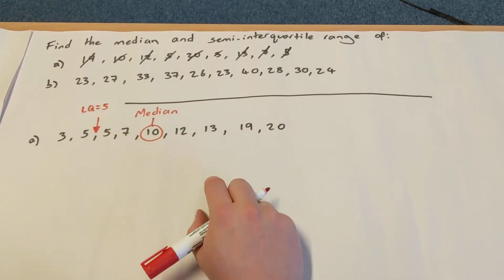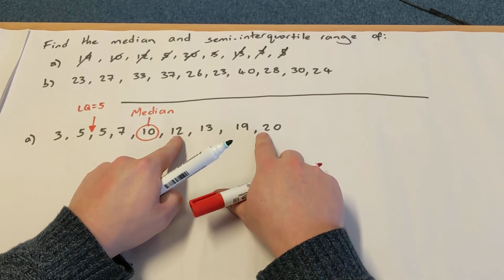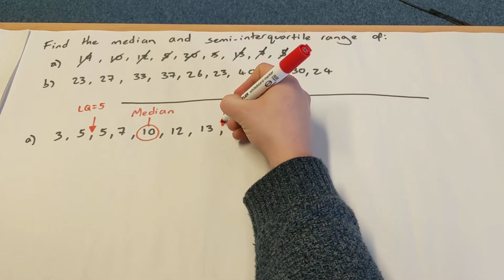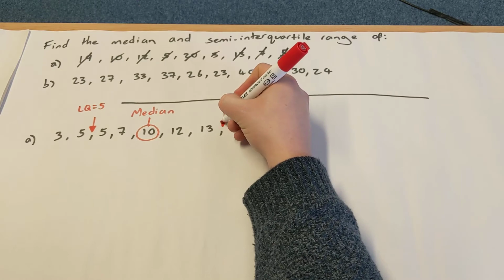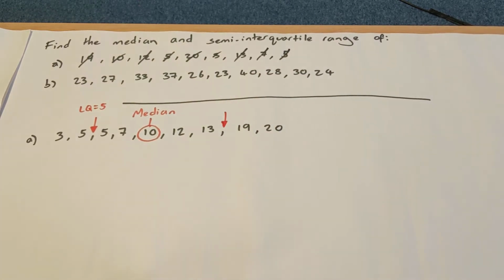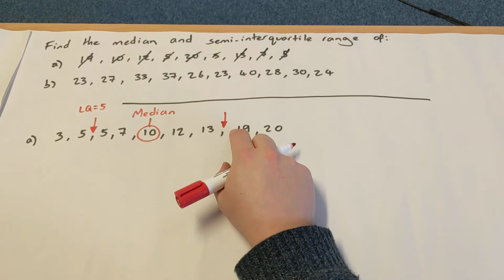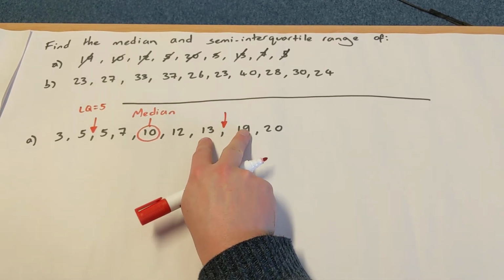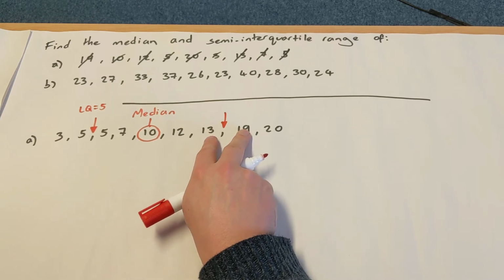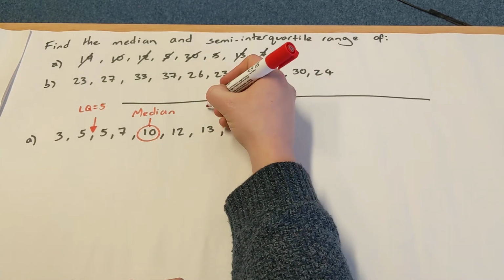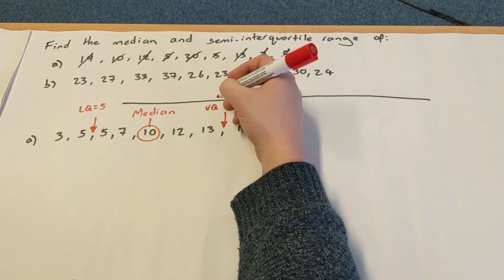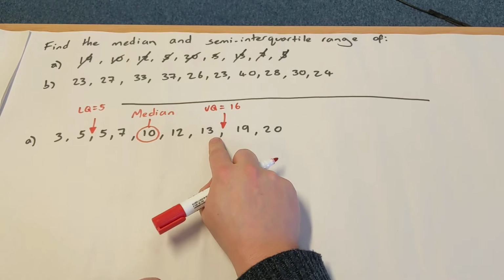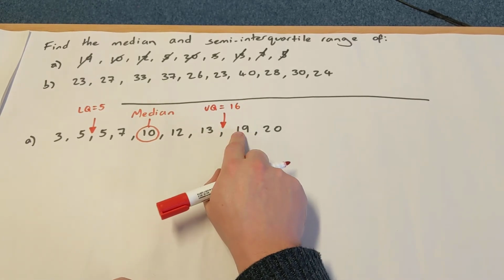It'll be a bit different if we go up here. If we're splitting this one up, we're looking for the middle of these. So we're looking for the value that's between 13 and 19. The quick way to do this is to add these up and then divide by 2. So if we add these up, that gives us 32, and divide that by 2 gives us 16. So the upper quartile equals 16. That's the value that's halfway between 13 and 19.